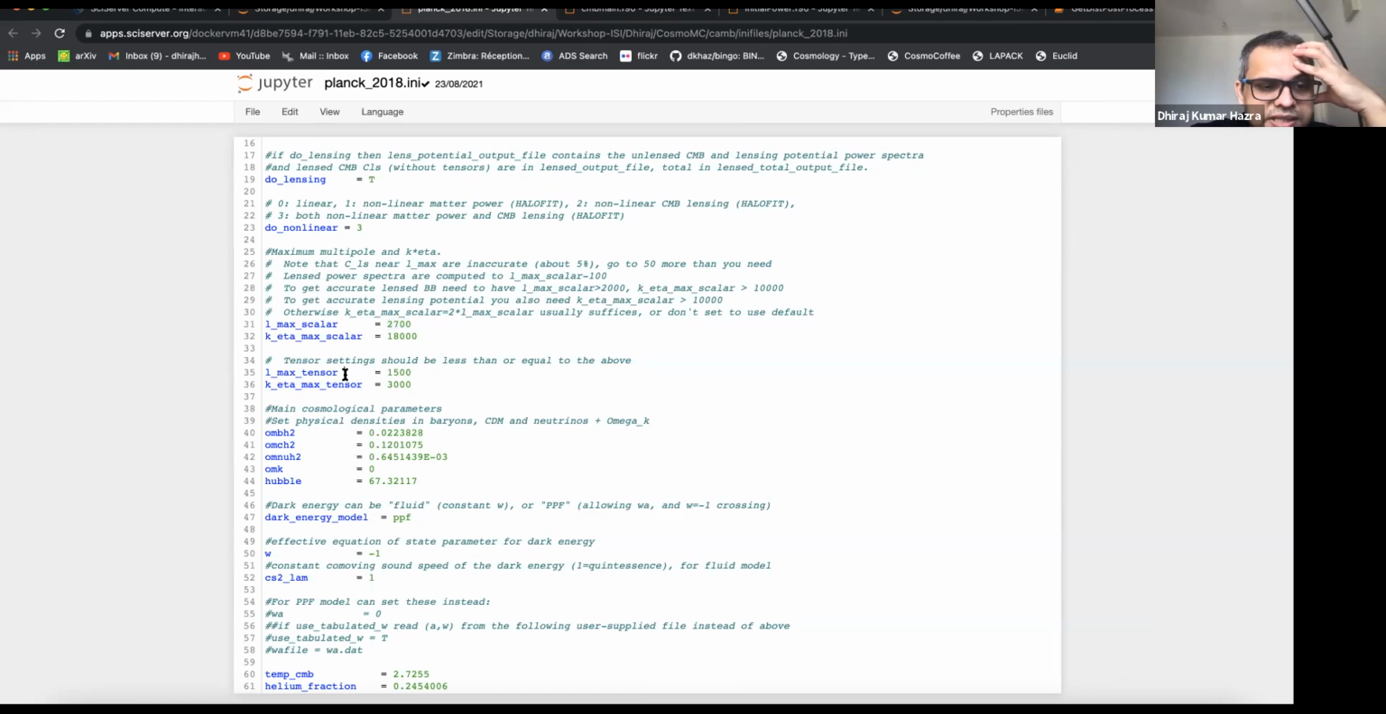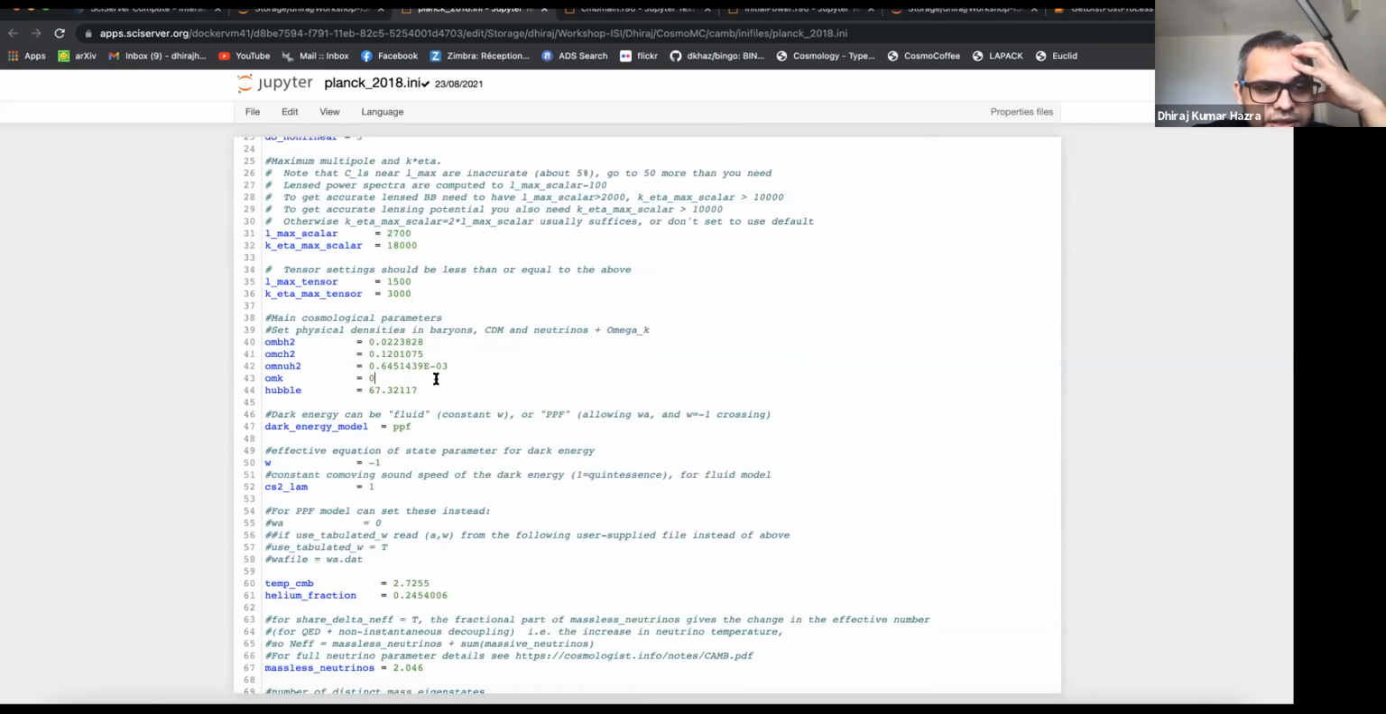This is not needed. Lmax tensor is not needed if you are not interested in the tensors or your tensor to scalar ratio is not large.